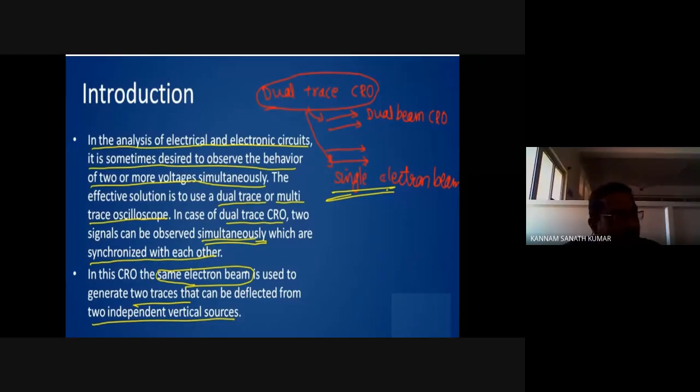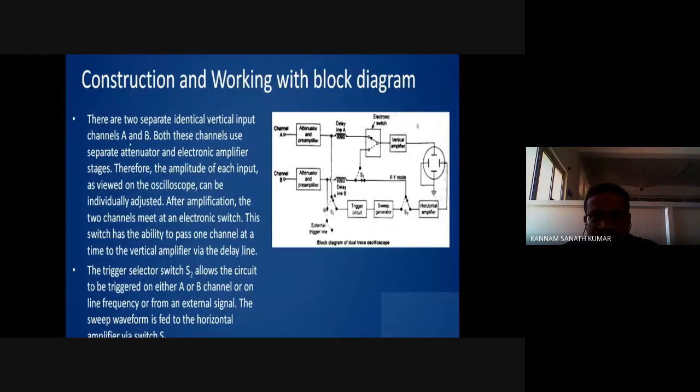The single electron beam is given to either vertical amplifier. How it is given, we will see here. So coming to the construction and working with block diagram, it consists of two channels, channel A and channel B. These are the two signals we want to compare, or see. This is given to the attenuator or a preamplifier.